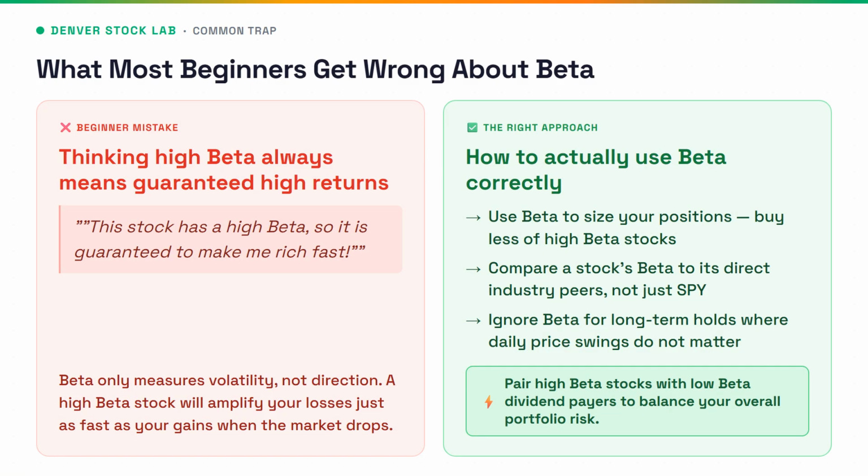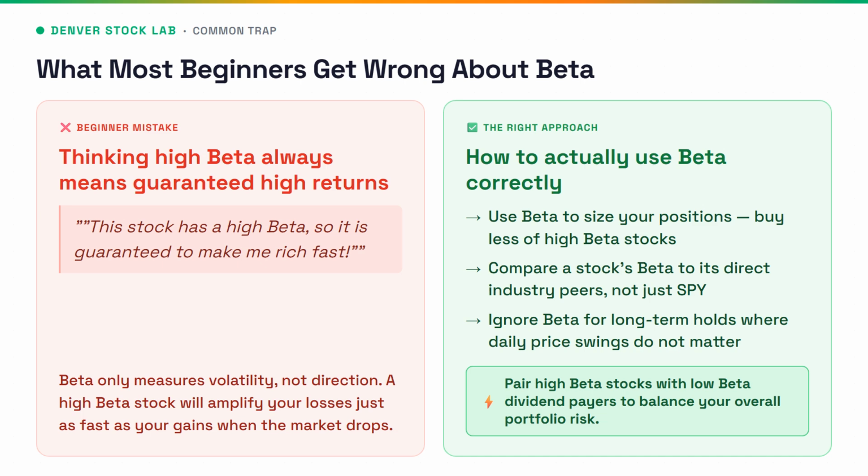This brings us directly to the single most dangerous trap that beginner investors fall into when they first discover beta: the belief that high beta is a shortcut to getting rich quick. It is incredibly easy to look at a stock like SMCI, see that it has a beta of over 2.0, and think to yourself, if I just buy this stock, I will double the market's returns. All I have to do is buy high beta stocks, and I will beat the market every single year. This is a deadly mistake. High beta does not mean guaranteed high returns.